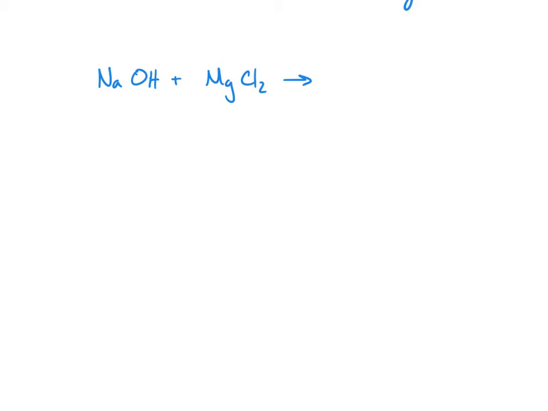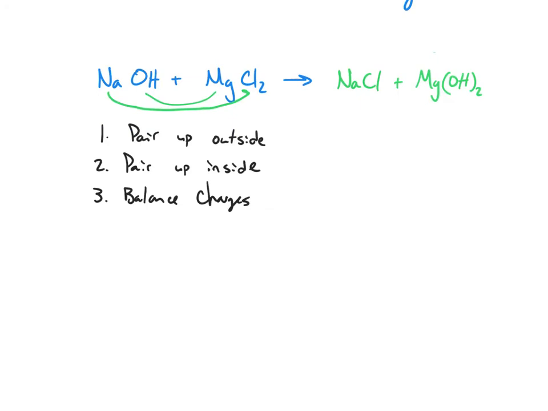Here's an example that I'm going to use to explain this. I'm going to start with NaOH and MgCl2. I'm going to take Na and combine it with Cl. So take one of each, NaCl, and then I'm going to take Mg and combine it with OH, making sure that the cation's first and the anion second. I'm going to do a quick balance of charges. +1, -1, so those are good. +2, -1, so I need to take 2 of the hydroxides for every 1 magnesium. And then I go in and erase the charges. So in that order, I pair up the outsides, pair up the insides, and then balance charges.